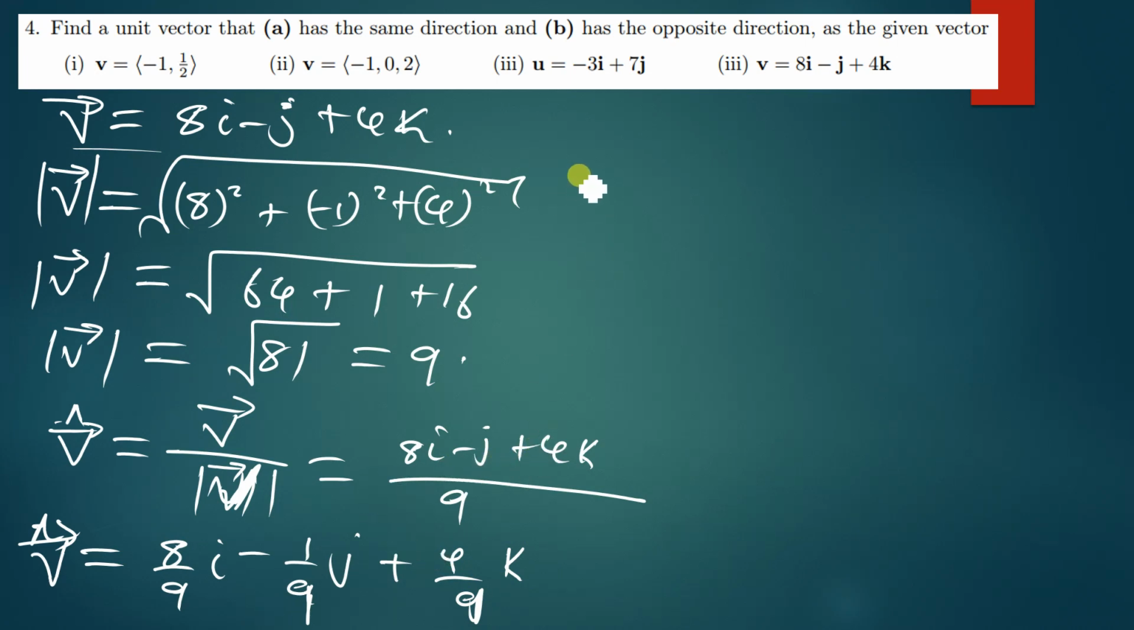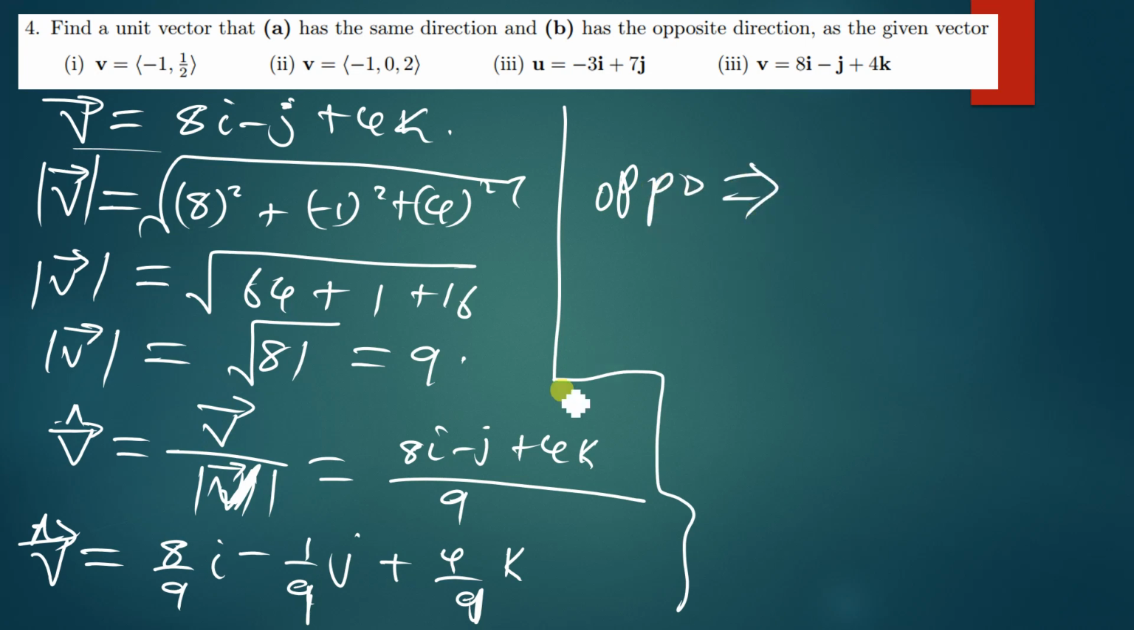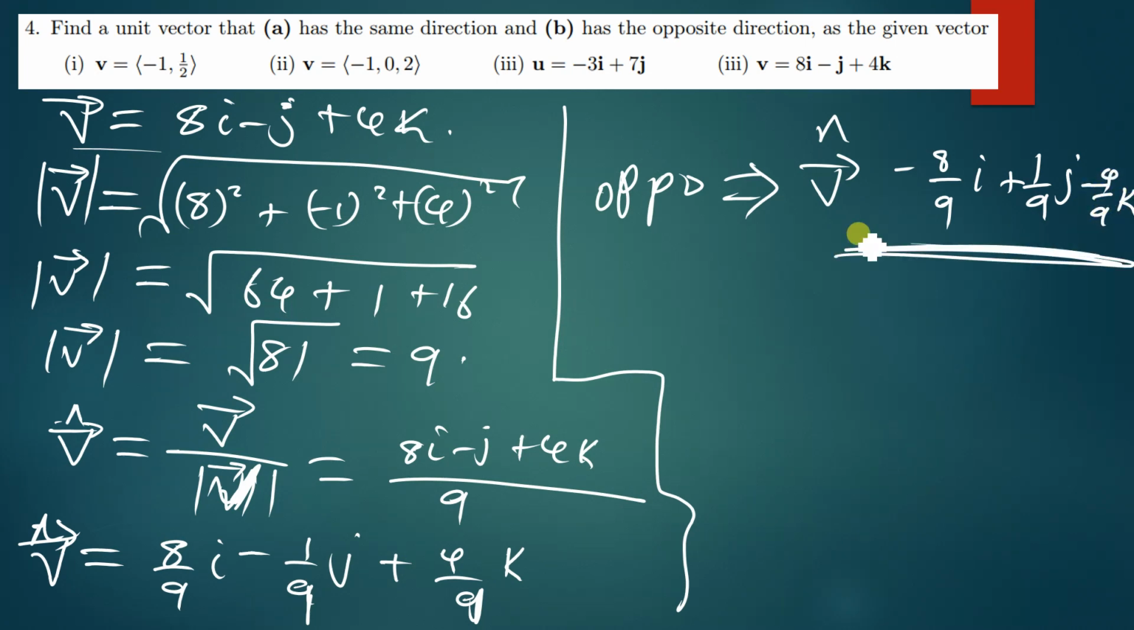So this is the unit vector in the direction of v. Now let us find the unit vector in the opposite direction of this same v. In the opposite direction, we just multiply this same unit vector by negative. So this will be negative 8 over 9 i, negative times negative gives positive 1 over 9 j, and negative times positive gives negative 4 over 9 k. So this is the unit vector in the opposite direction.